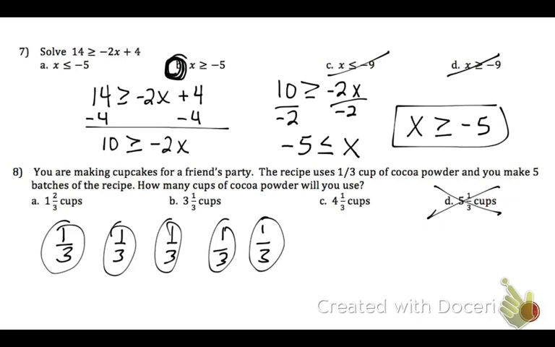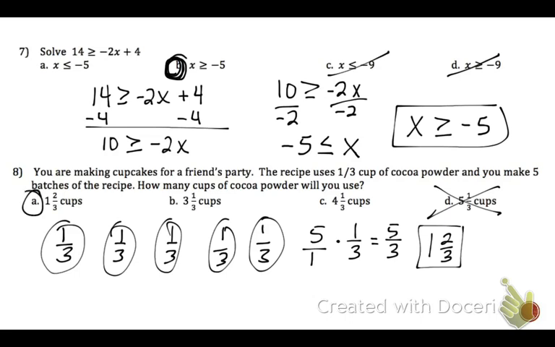Or we could think about this as multiplying 5 times 1/3. The way that we multiply fractions is we just multiply straight across, so we get 5/3. If you have a calculator that simplifies fractions into mixed numbers, that'd be great. But this just becomes 1 and 2/3 because 3 goes into 5 once and has 2 left over. So our answer here is A.